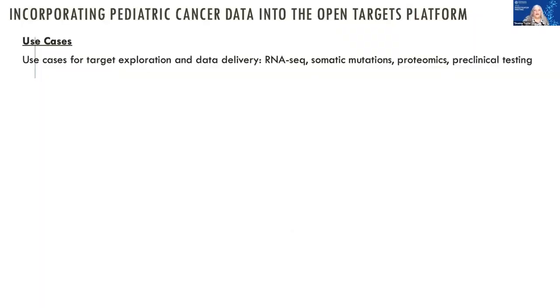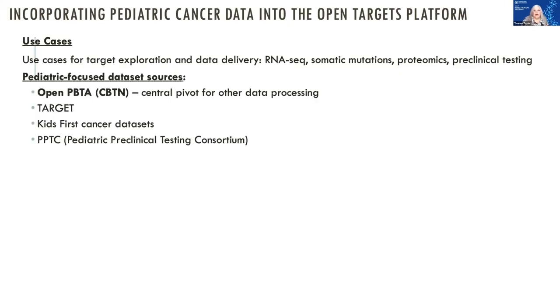So we've worked out several use cases. Part of our ask is to create several use cases that could be prioritized and evaluated for success of the platform. And there are different types of data that could come in for these use cases. I'll talk about some use cases in a minute, but we could have RNA-seq, somatic mutations, proteomics, preclinical testing, any kind of data could come in for that.